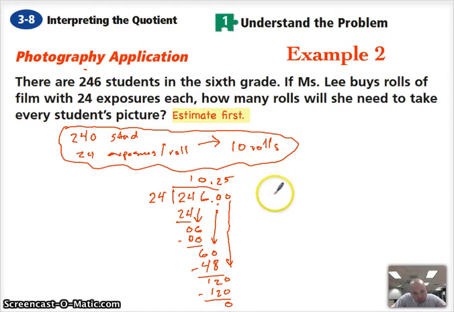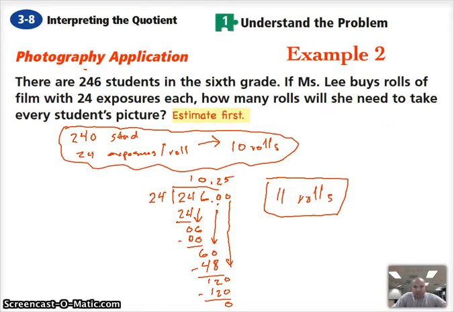Well, I can't buy a partial roll, so I need to step that up to 11 total rolls. This decimal tells us, yeah, I need a partial film roll, but you can't buy a partial film roll at the store. You need to buy a whole other roll, so what you end up with is 11 rolls of film need to be bought. Now, certainly you'll have extra exposures, extra film for whatever kind of pictures you want. Maybe they want to take pictures of the staff with those extra rolls.